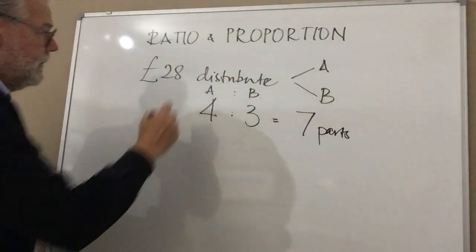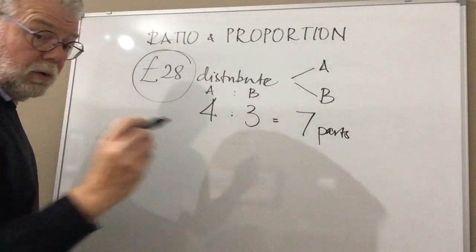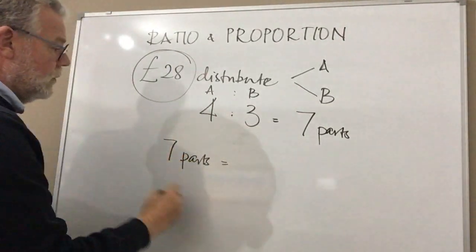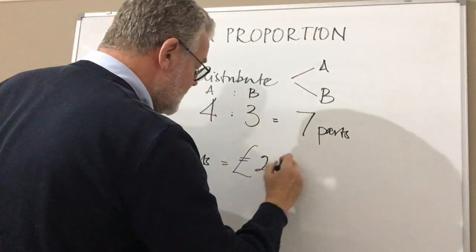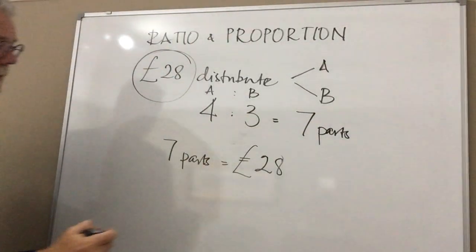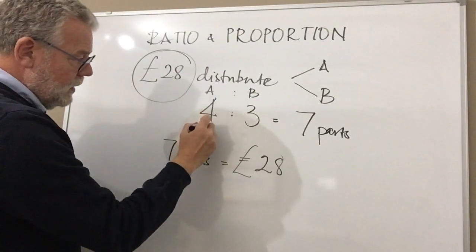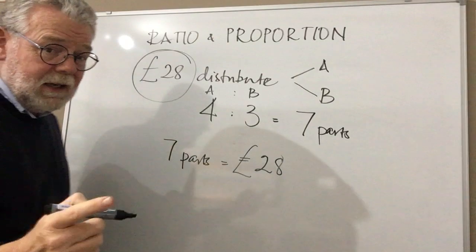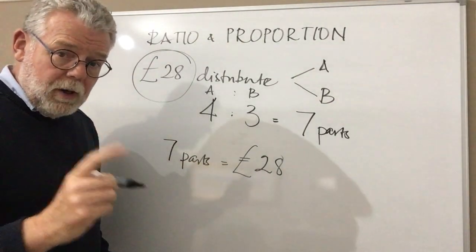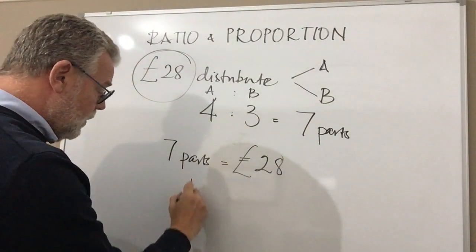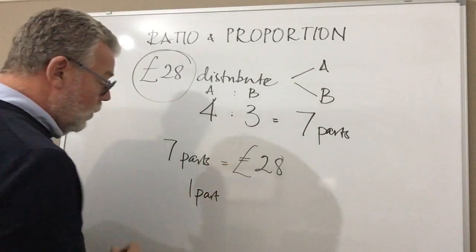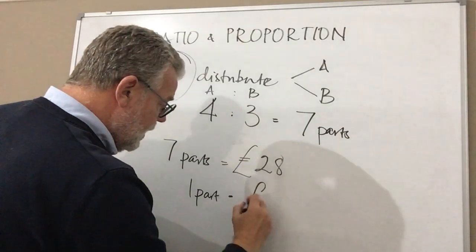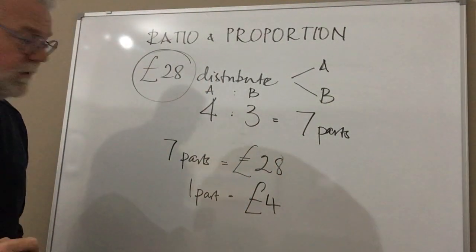Right, now then, we can also say that those 7 parts account for £28, don't they? Okay? 4 of them are going to be given to A and 3 to B. Now, the first thing I need to do is say, well, what's 1 part worth? Well, you can see here, can't we? It's a bit like solving an equation. 1 part, therefore, has got to be 28 divided by 7. So, therefore, 1 part is £4.